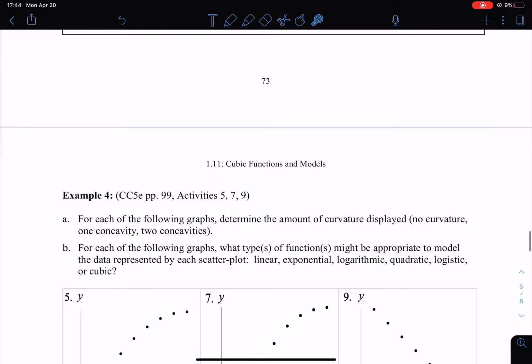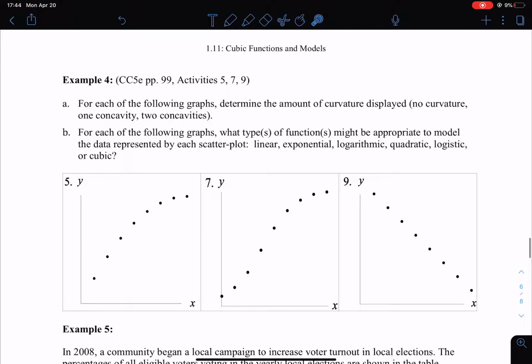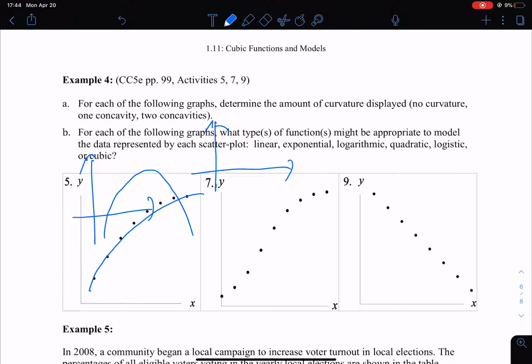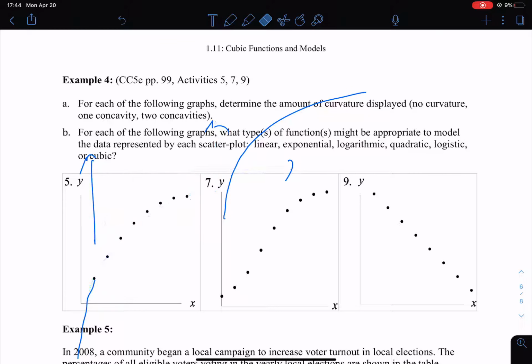Example 4. So example 4, the first one, you can see the pattern here. It looks like a quadratic function or a logarithmic function, because a quadratic function is like this one, so this is just a part of it, and the logarithmic function is like this one, so this is also the other part of it. So we don't know which it is, but it's possible.